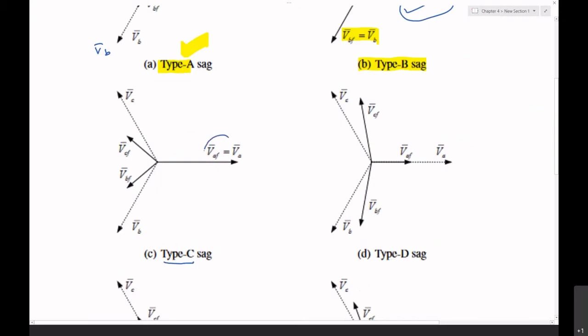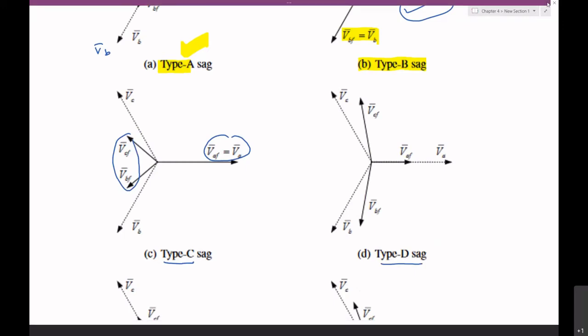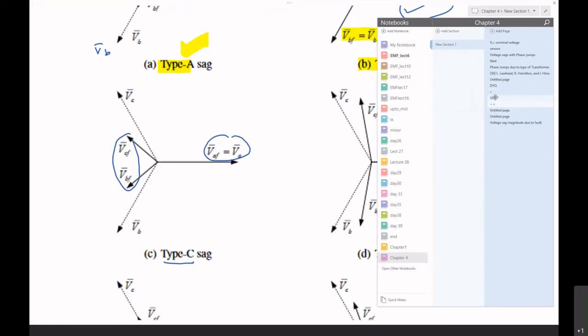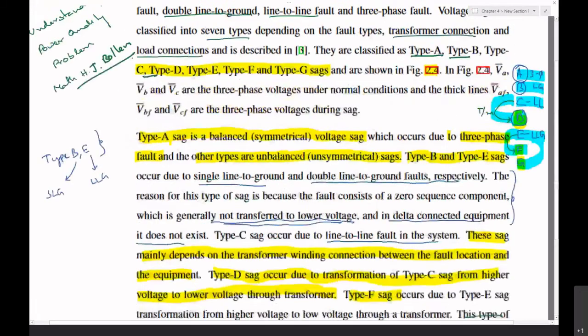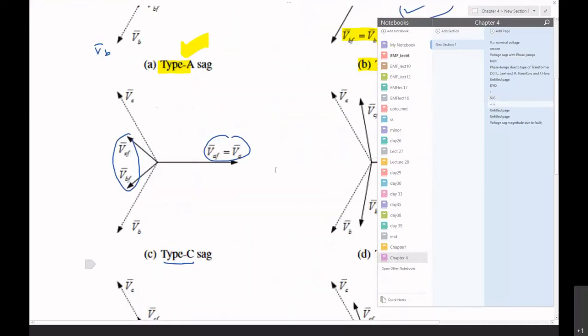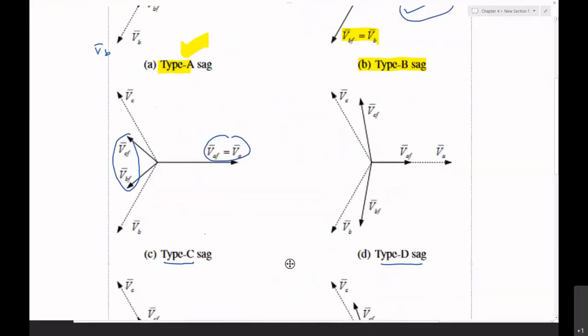The VAF is a healthy voltage, and these are unhealthy voltages, the VBF and VCF. And this is about the type D sag. The type D sag is going to occur. Just now we have seen the type D, which is going to occur because of the transformation of the line to line fault, and this type C fault, which refers to the LL fault. This is about the LG fault, and this is about the three-phase symmetrical fault.